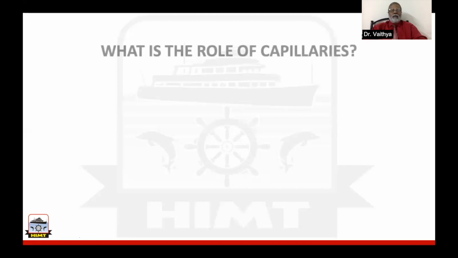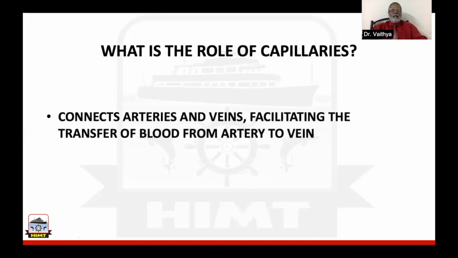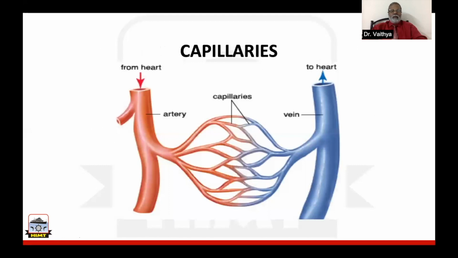And what is the role of capillaries? They connect artery and vein, and help to transfer the blood from artery to vein. See here, this is a diagram which you can easily understand. For you to understand, I have just given the coloring, but internally there is no color differentiation between these three. So in this slide, a red color indicates artery, a blue color indicates vein. The tubes in between are called capillaries.